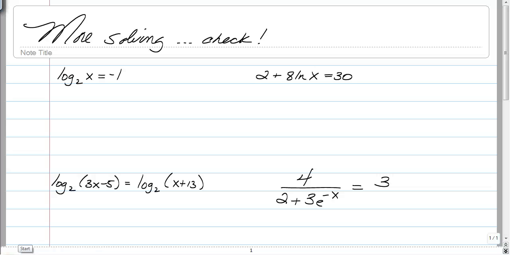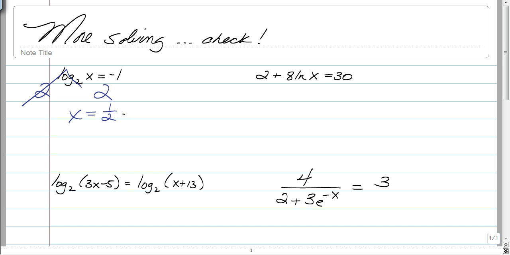All right, let's do some more solving. We have more solving going on here. So, first example, how do you get rid of that log base 2 again? If you remember from the last video, you're going to change those to exponents. So we have 2 raised to the log base 2 of x is equal to 2 raised to the negative 1. So bang, bang, that goes away, and you are left with x is equal to 1/2.